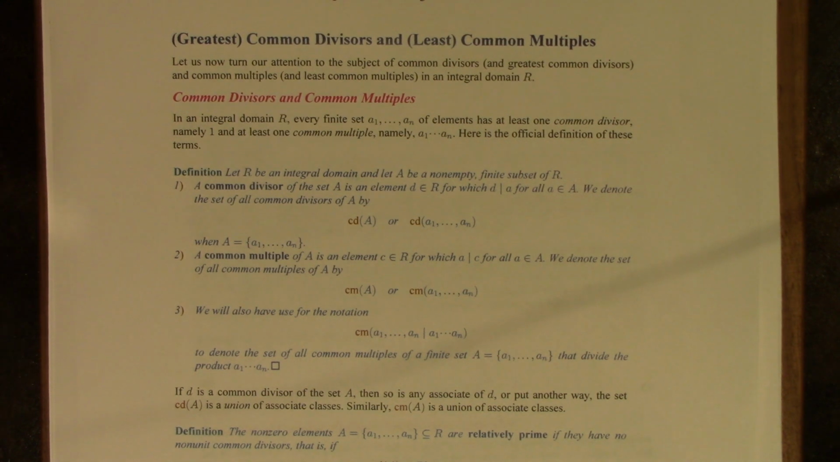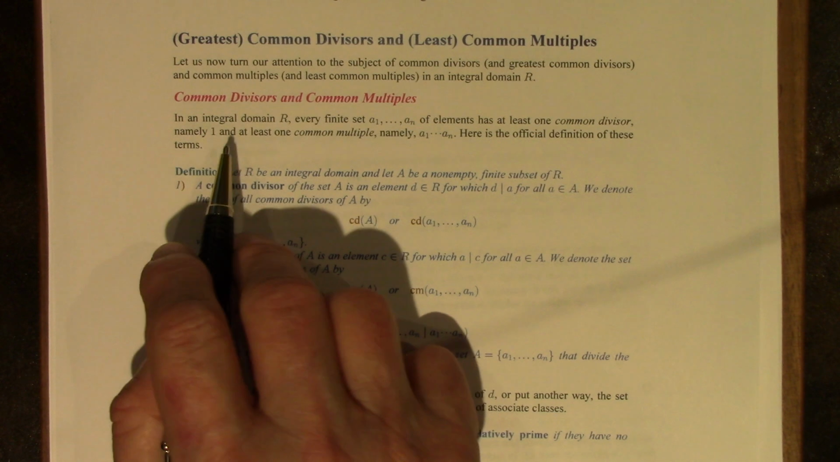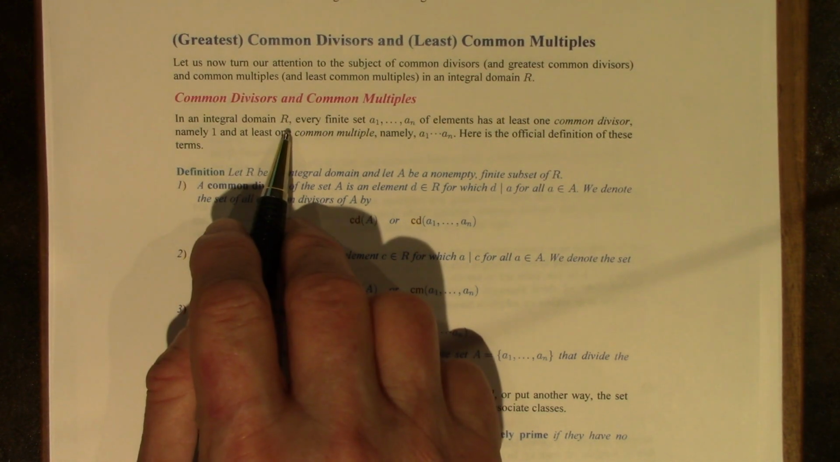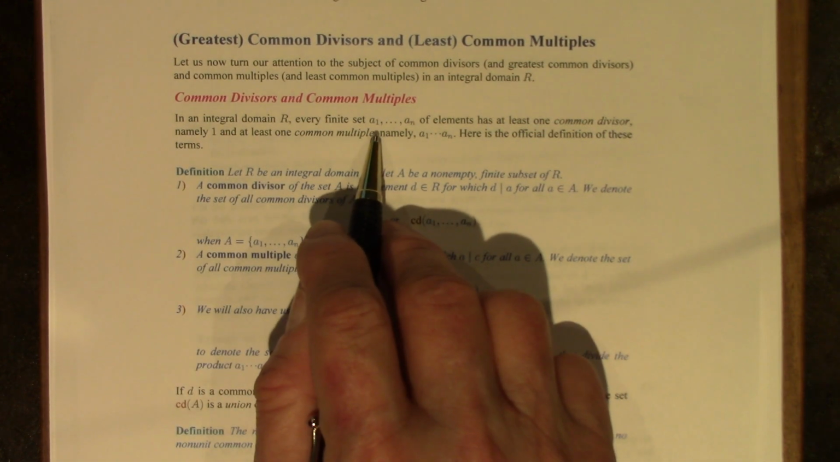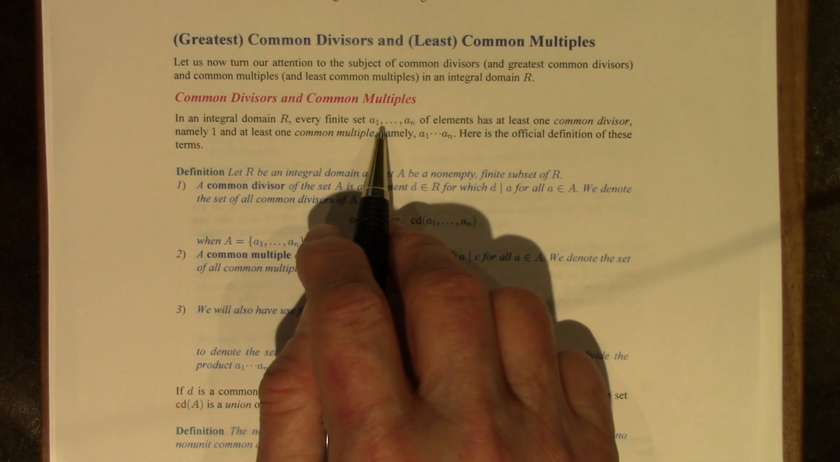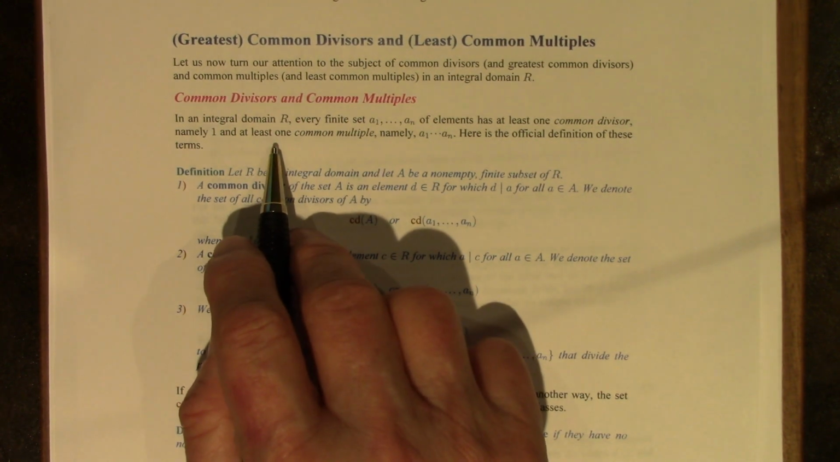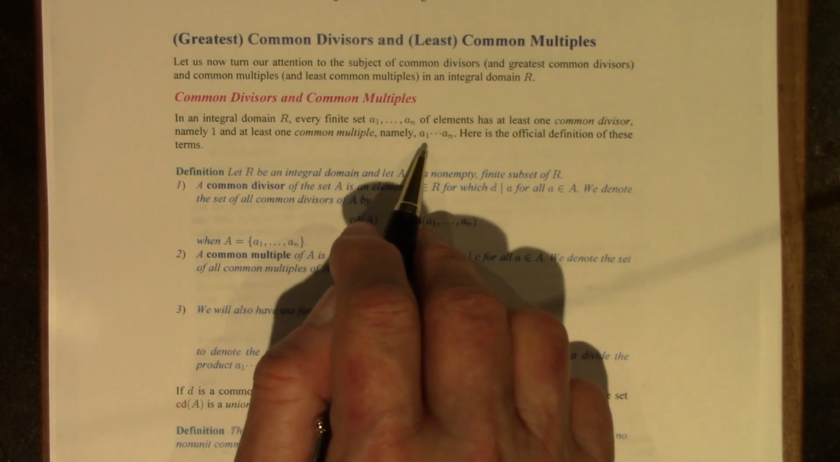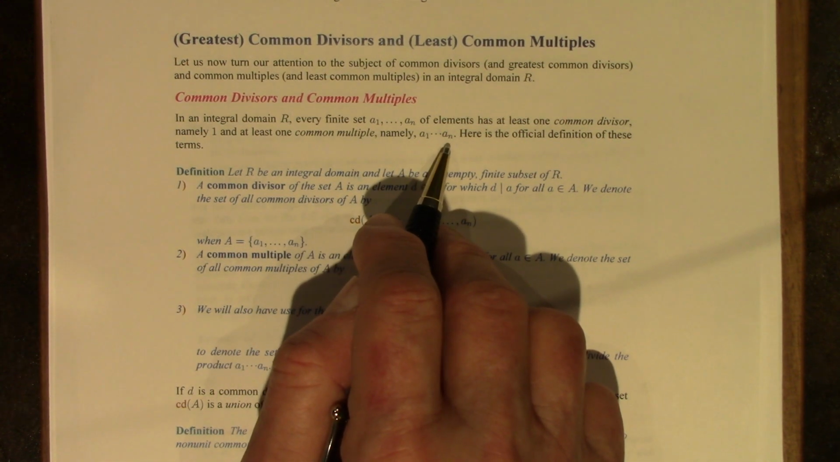Let us now turn our attention to the subject of common divisors and greatest common divisors, and also common multiples and least common multiples in an integral domain. In an integral domain R, every finite set of elements has at least one common divisor, namely the identity, or in fact any unit. It also has at least one common multiple, namely the product of the elements.